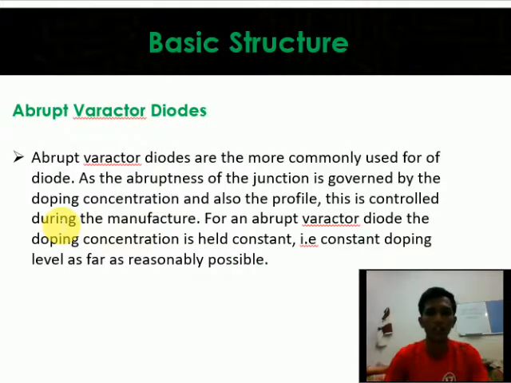Abrupt Varactor diodes are more commonly used. The abruptness of the junction is governed by the doping concentration and also the profile. This is controlled during manufacture. For abrupt Varactor diode, the doping concentration is held constant, for example, a constant doping level as far as reasonably possible.